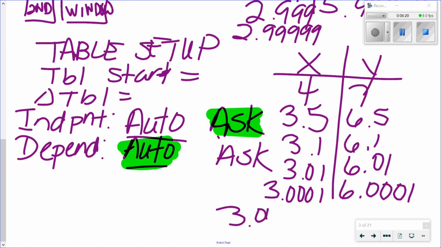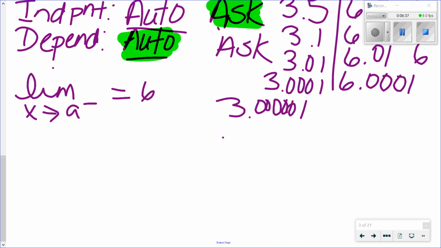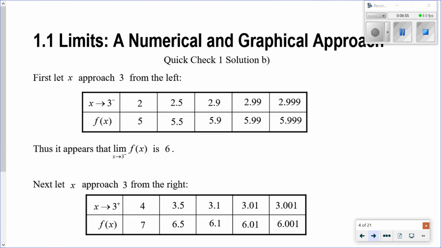And again, you can keep putting numbers in. You could put in 3.00000001 and see what you trend toward. But it looks to me like we are trending toward 6. So the limit as x approaches a from the left was 6. And the limit as x approaches a from the right is 6. So my overall limit as x approaches a is 6. And again, you can see that they've given you tables here, so you can see that same thing that we just did.